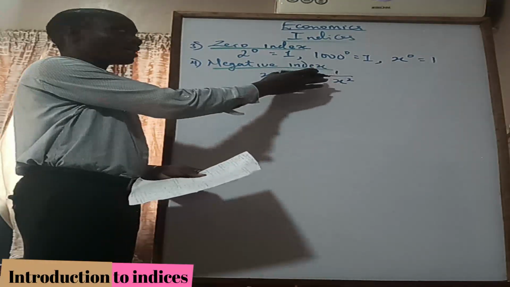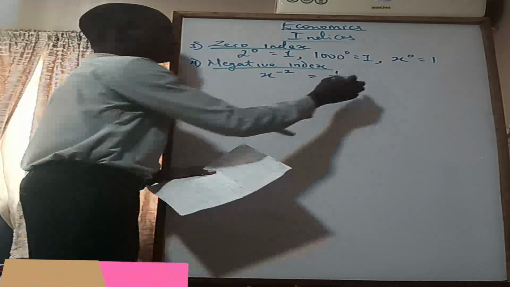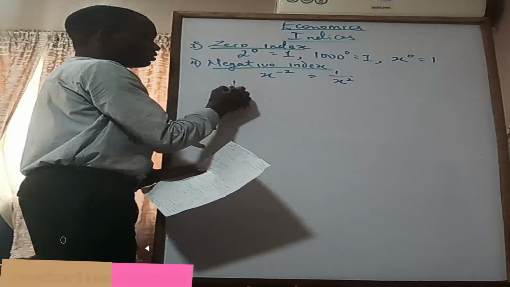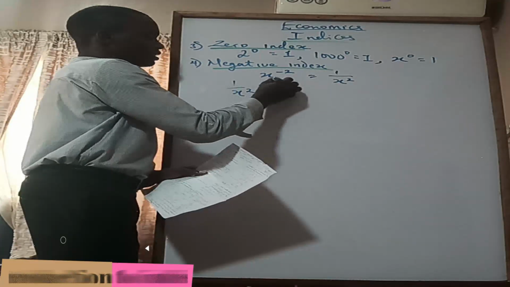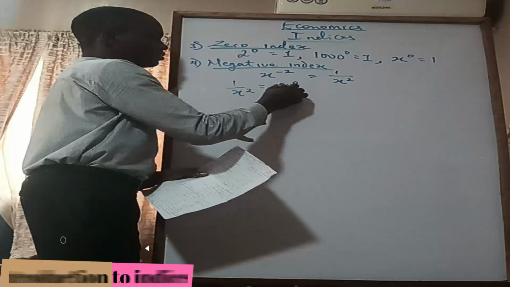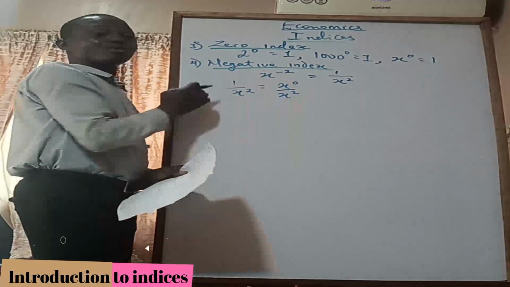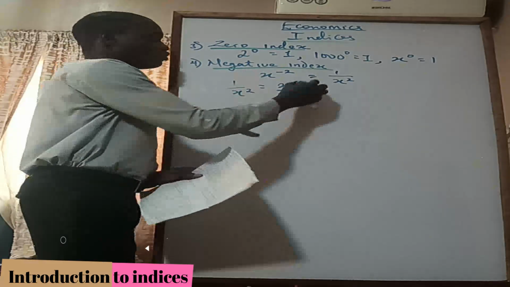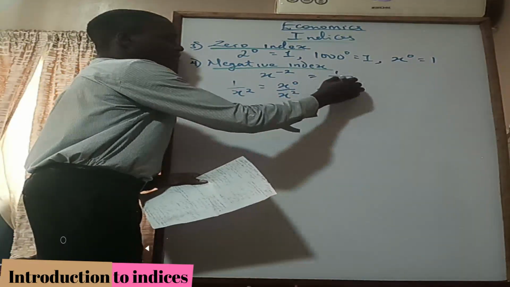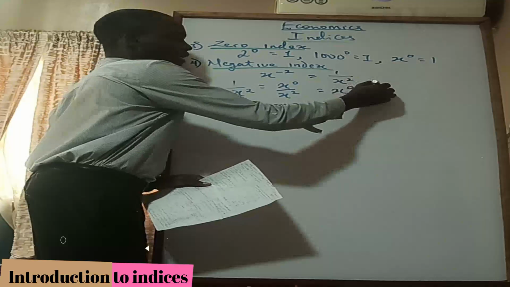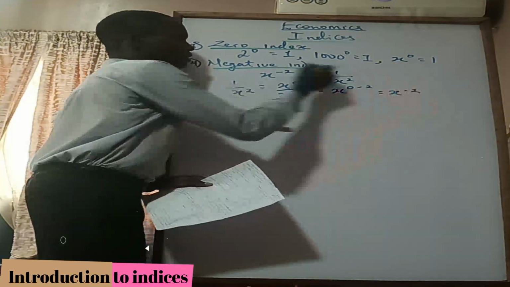Now, I can simplify this by using my zero index. So what can I do? 1 over x squared is the same as x raised to 0 over x squared. Do you agree? Can you see? x raised to power 0 is 1. And using that division rule that we learned from the beginning, this is x raised to power 0 minus 2, and then this is x raised to power minus 2. So we get this back.